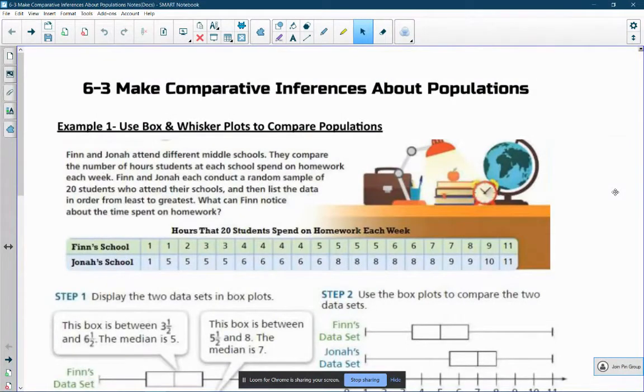Hello guys. Today we're going to be talking about section 6-3, and we're going to be looking over how to make comparative inferences about population. So we'll be comparing two different sets of things, looking at different charts and graphs.